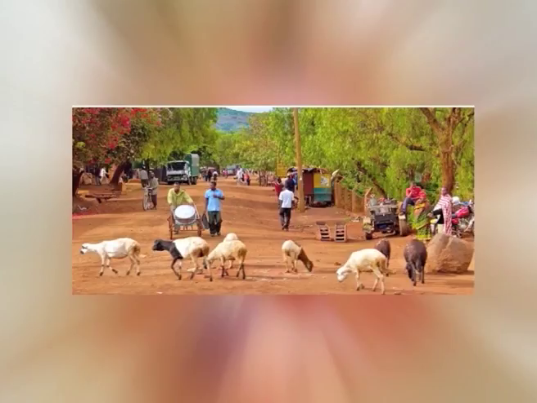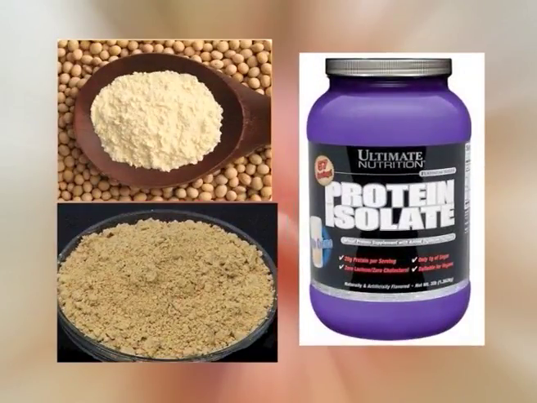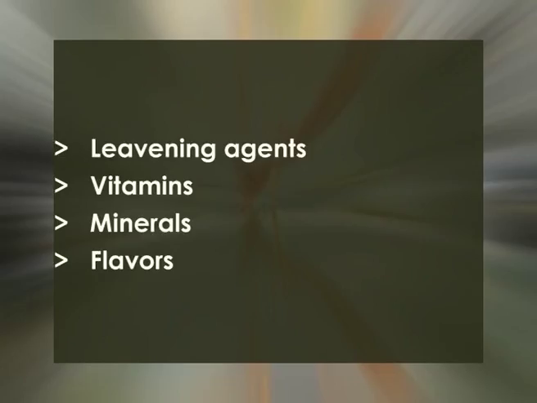Biscuit is a processed wheat product which has found acceptability in rural areas in our country. The raw materials for biscuits are flour, sugar, and shortening. For protein-enriched biscuits, soy flour or peanut flour or protein isolate can be added at 15 to 25% levels to provide 10% extra protein. Other ingredients include leavening agents, vitamins, minerals, and flavors.